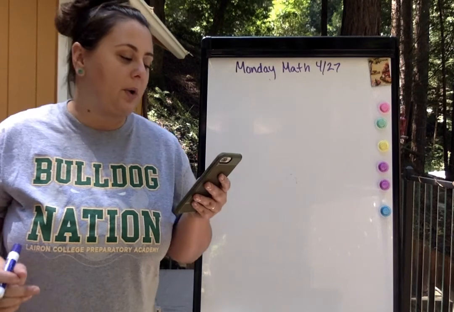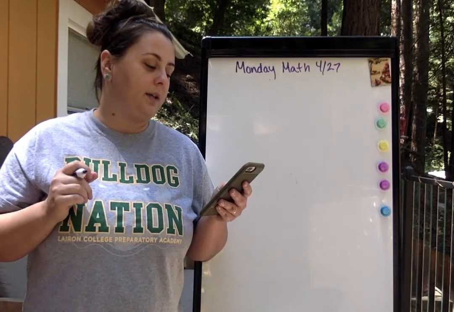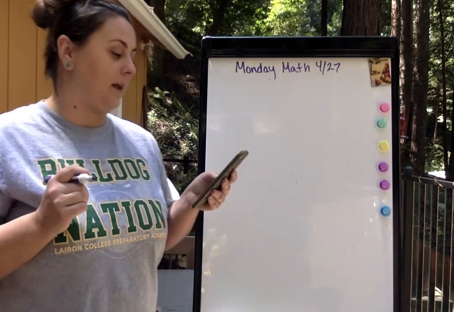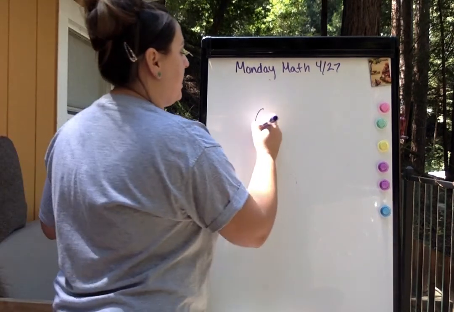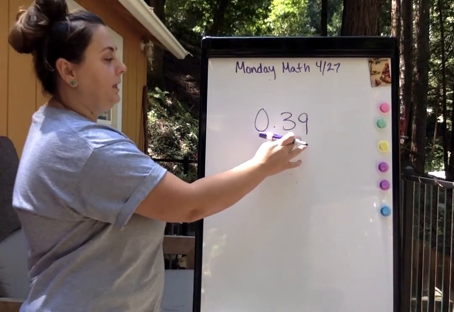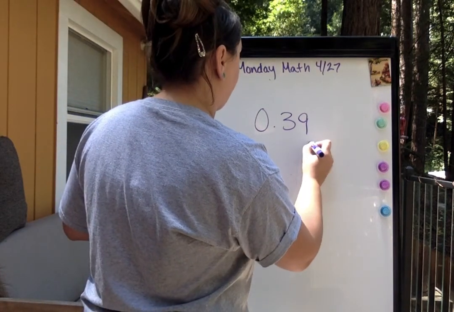Okay, next one is a word problem. Kiana bought 5 apples at the store. Each apple cost 39 cents. How much money did Kiana spend on apples? So you've got 39 cents, or 39 hundredths, times, how many did she buy? She bought 5.